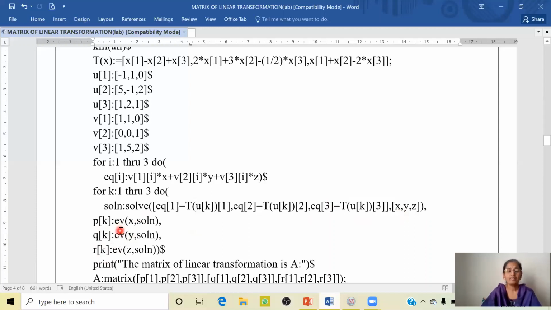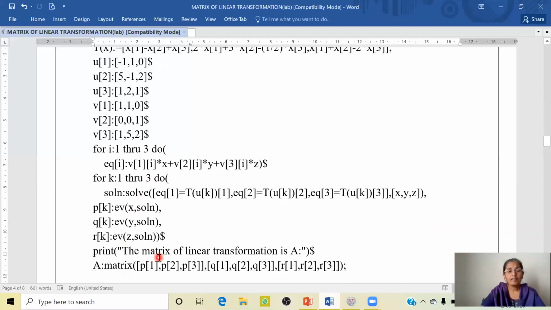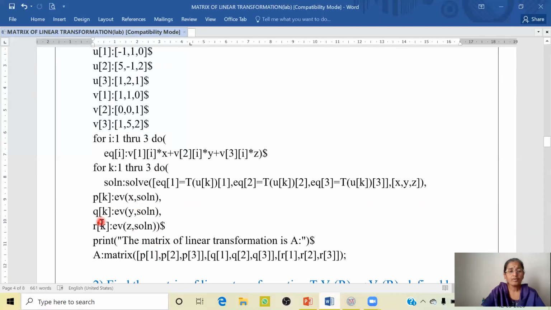Ev represents the repeated evaluation of an expression until it stops changing. That is, when we take k running from 1 to 3, we are going to get 3 values for x, similarly 3 values for y, and 3 values of z. So this ev returns the result of evaluation of an expression. And all these values are stored under Pk, Qk, and Rk, and k is running from 1 to 3.